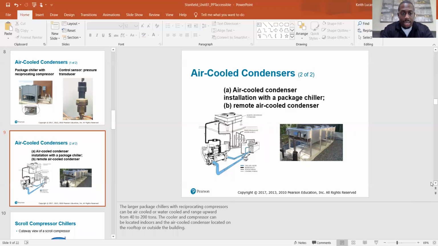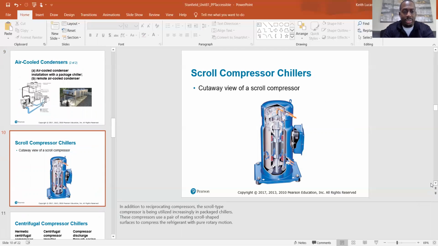Air-cooled condensers. The larger packaged chillers with reciprocating compressors can be air-cooled or water-cooled and range upward from 40 to 200 tons. The cooler and compressor can be located indoors, and the air-cooled condenser located on the rooftop or outside of the building. One of the benefits to water-cooled condensers is that the coil can be located indoors because water is being pumped to it to remove the heat. Air-cooled, obviously, they would have to be outside in the air. So those are some of the differences.